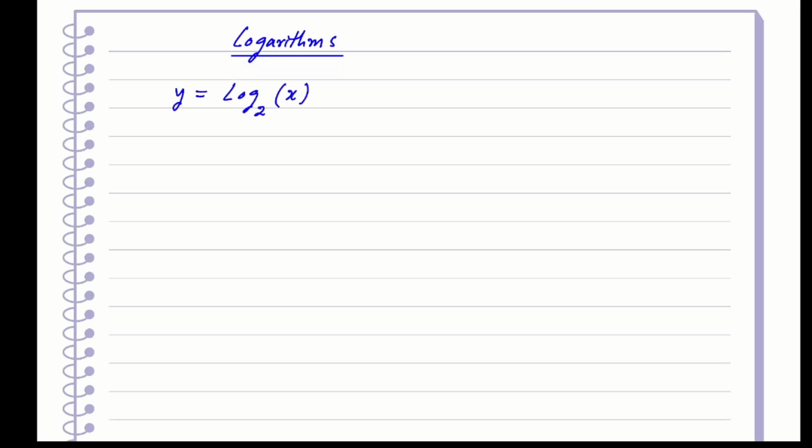This is a function. The reason is x is your independent variable, y is your dependent variable, and you can plot it, and the vertical line test is satisfied. So it's a function. This is the base. The base can be any number, right? Depending on that, the shape changes. Okay, so we'll discuss that.